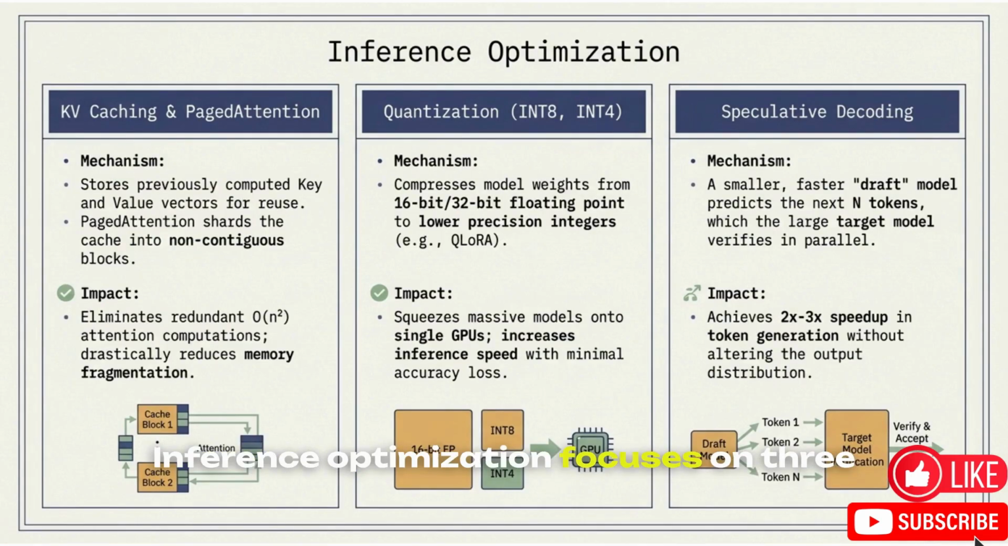Inference optimization focuses on three main areas: KV caching and paged attention, which reduce redundant computations and memory fragmentation. Quantization compresses model weights for increased inference speed. Speculative decoding uses a draft model to achieve up to 3x speedup in token generation.